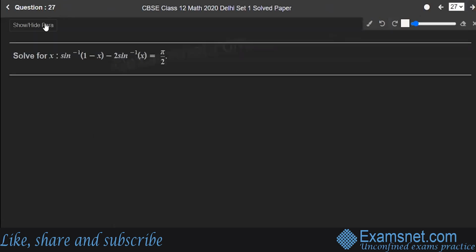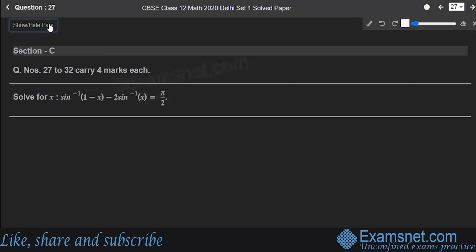Next is question number 27. Now this is the C part, these are going to be the lengthy questions because they are going to carry your 4 marks. So you have to solve for x: sine inverse (1 minus x) minus 2 sine inverse x is equal to pi by 2. Fine.